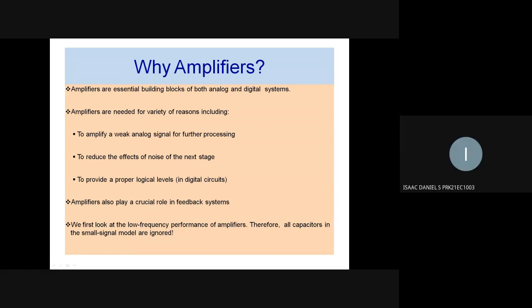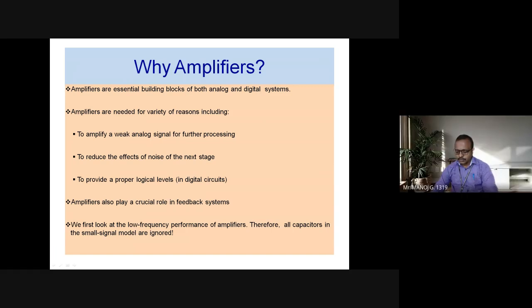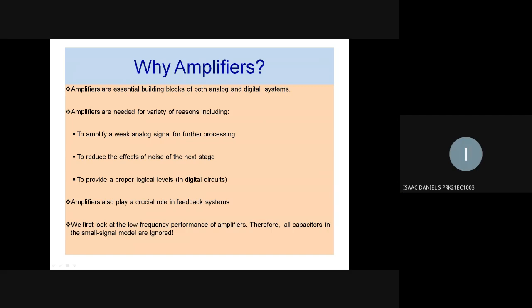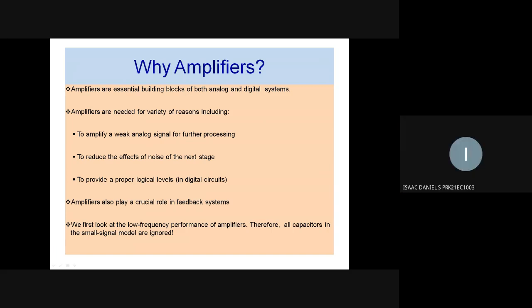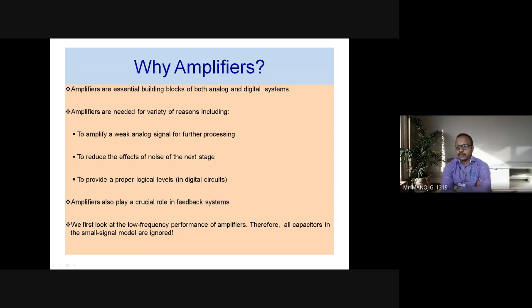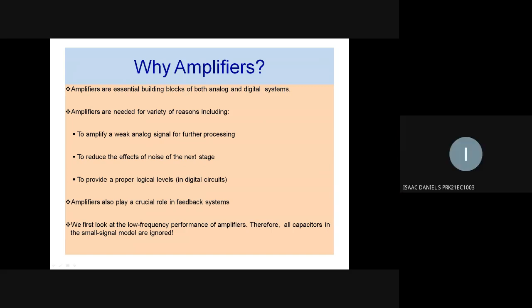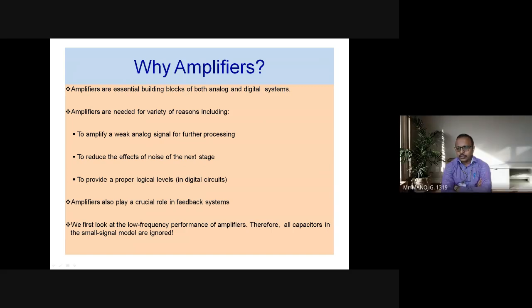To make the signal stronger. Isaac, a little more, please, louder. Can you hear me, sir? Why do you need an amplifier? Sir, to strengthen the signal. Strengthen the signal. Good. Okay. Or in other words, to increase the amplitude of the signal. Yeah, increase the amplitude. Not only the amplitude, you can also increase the frequency and the other components, phase.